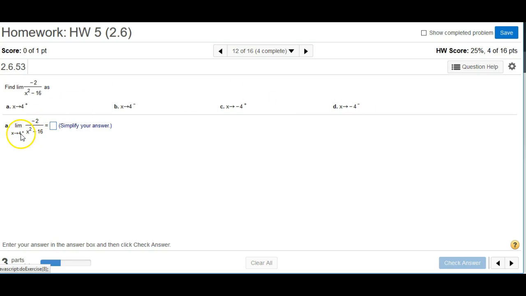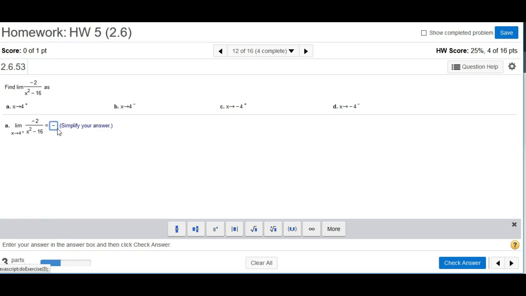So as x approaches 4 from the right, just a little bit bigger than 4, right? 4.01, etc. This guy is close to 16, but a little bit bigger than 16. So the denominator itself is a little bit bigger than 0. So it's a tiny positive number. So minus 2 divided by a tiny positive number goes to minus infinity. So minus infinity. We'll check our answer.